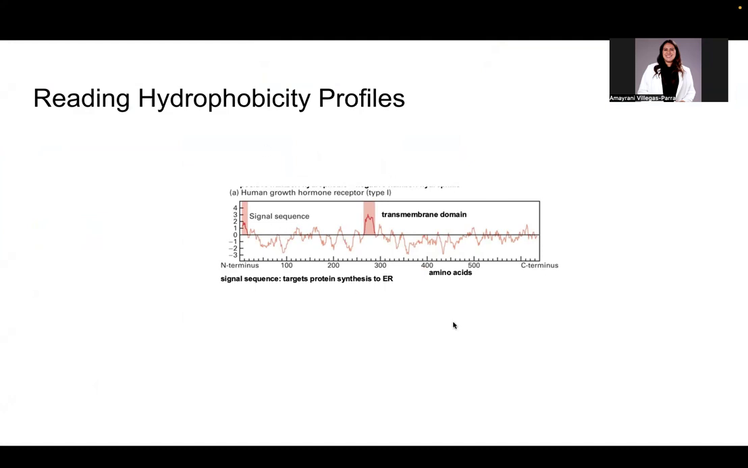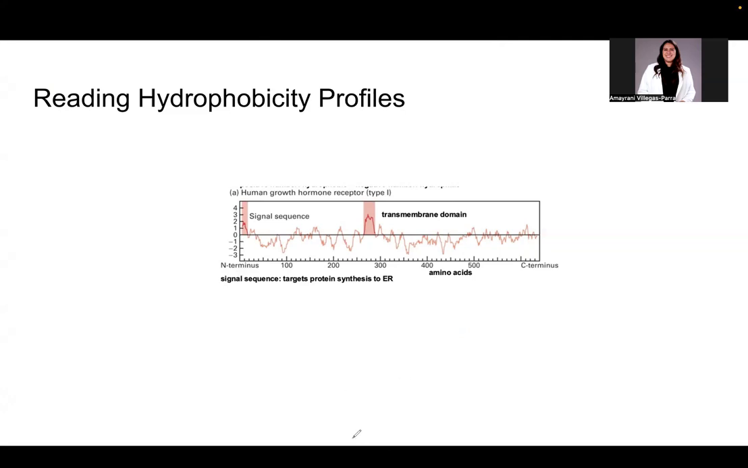I think you guys have seen it multiple times, and Dr. Babs has showed you this as well. So we're going to start with labeling the x-axis. So the x-axis tells us the amino acids from 0 to maybe approximately 700 for this particular hormone receptor. On the y-axis, it tells you how hydrophilic it is and how hydrophobic.